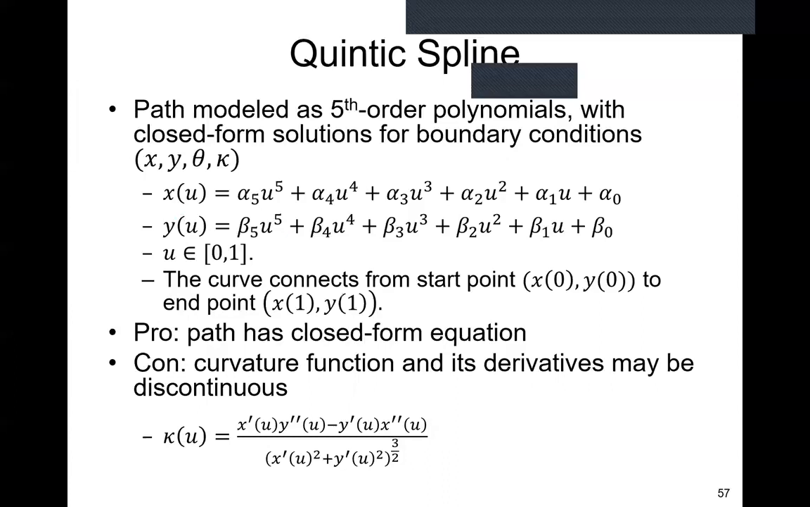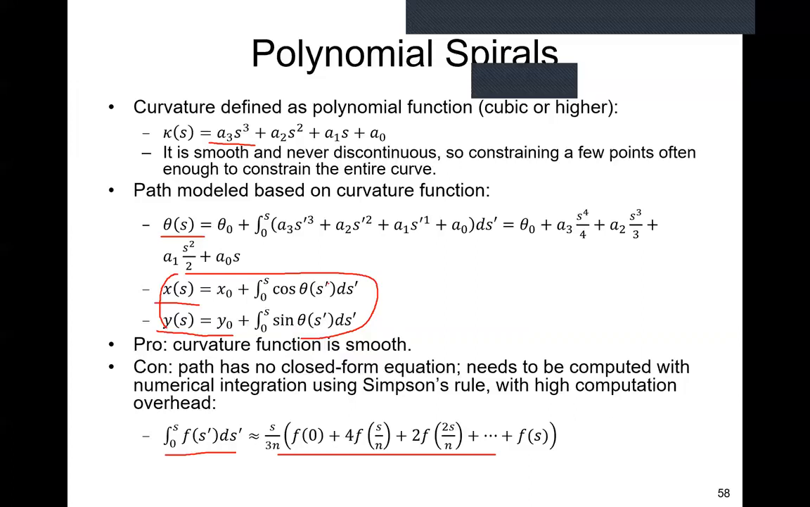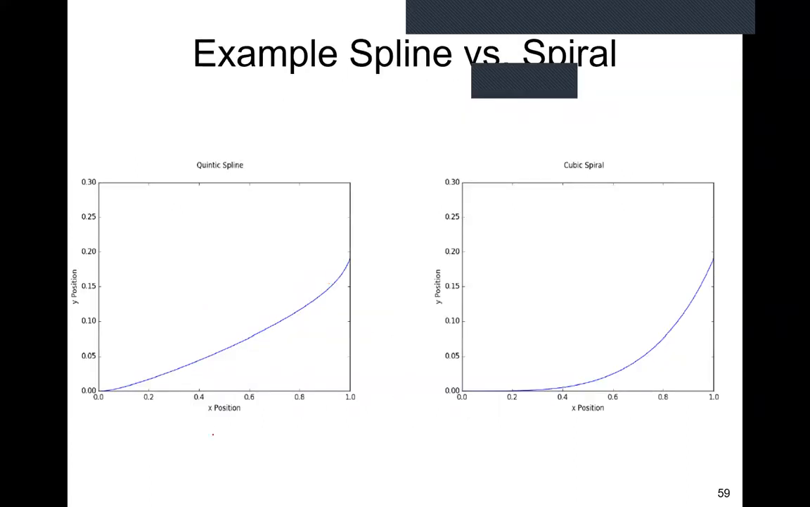So yeah, if you compare these two, they have exact opposite pros and cons. So the quintic spline has a closed form equation for paths, but not for curvature, whereas spirals have a closed form expression for curvature, but not for paths. Here's an example of a spline for the xy position. Here's an example for a cubic spiral. Eventually they look similar, but for the spiral, you must perform numeric integration to get the curve.